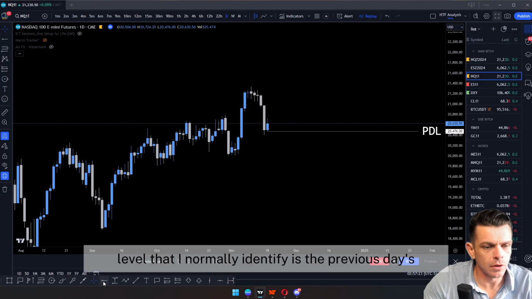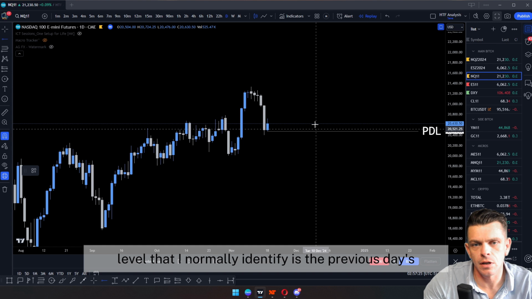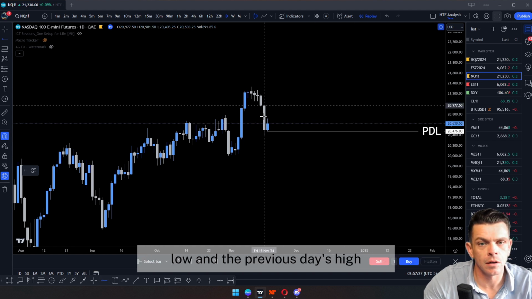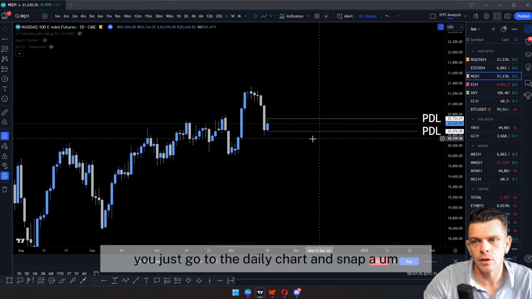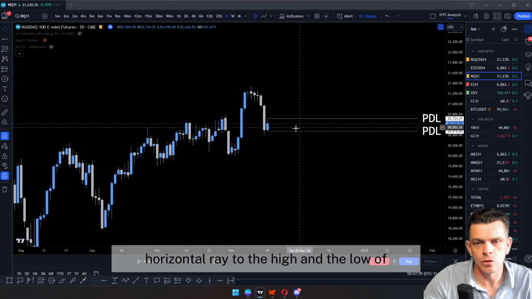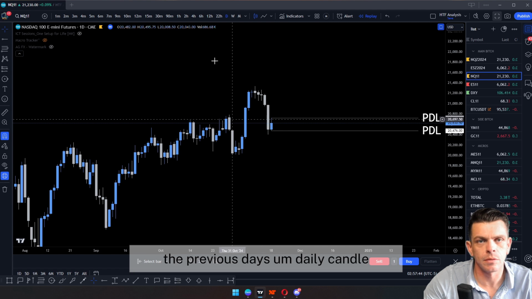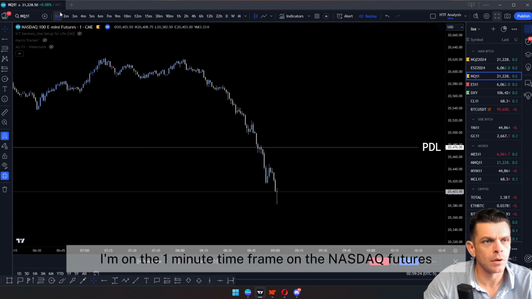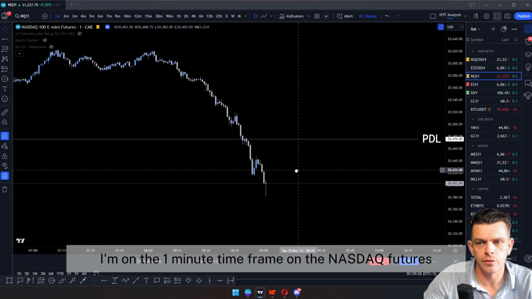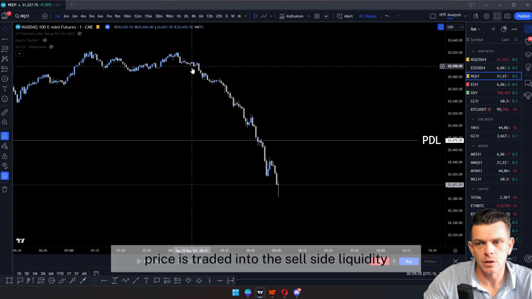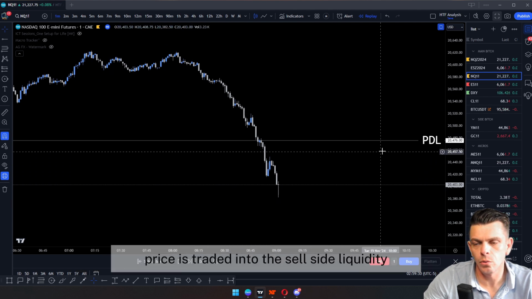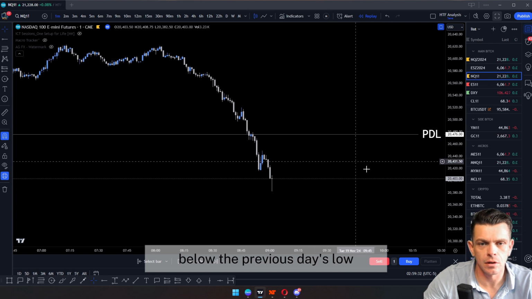The first level that I normally identify is the previous day's low and the previous day's high. So you just go to the daily chart and snap a horizontal ray to the high and the low of the previous day's daily candle. I'm on the 1 minute time frame on the Nasdaq futures. As you can see, price has traded into the sell side liquidity below the previous day's low.